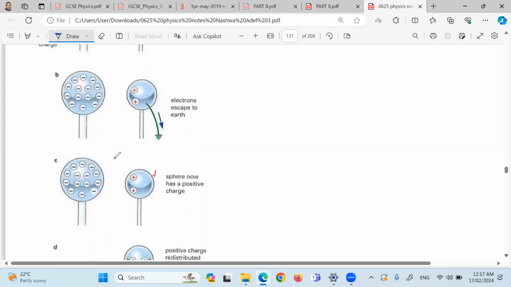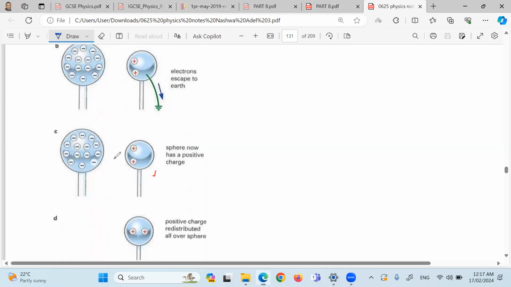So the first thing we remove is the earth wire. Remove the earth wire, without the earth wire, and then remove the negative charge. When you remove the earth wire, the positive charge remains on the sphere, attracted to the negative object. Then remove the negative object, and you will find that the positive charges redistribute themselves equally over the surface of the sphere. Okay, don't forget in this step the electrons flow to the earth.